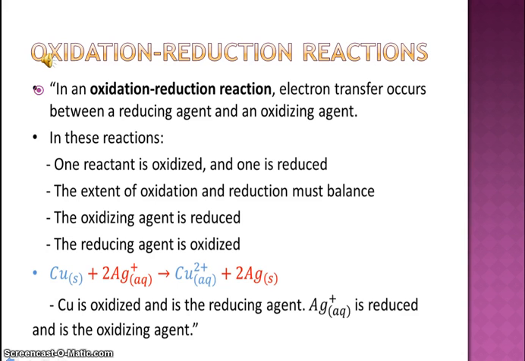In this equation, copper is oxidized and is the reducing agent. The silver ion is reduced and is the oxidizing agent.